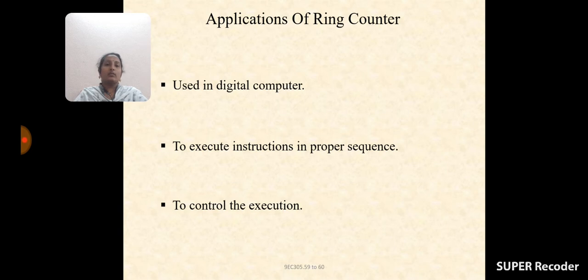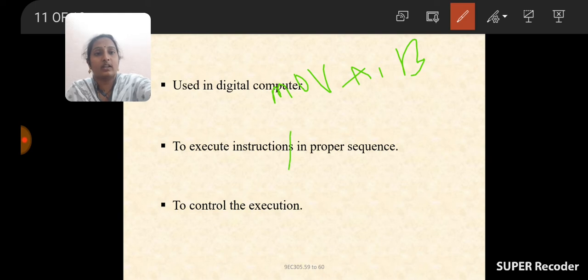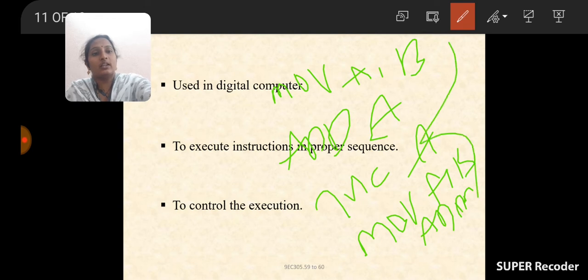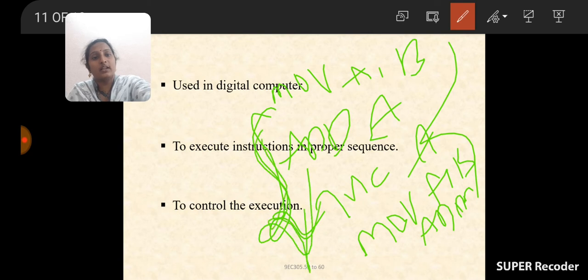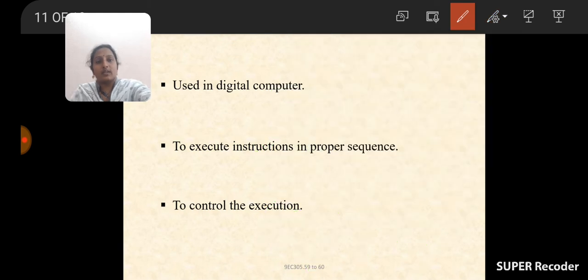For example, if I would like to write a microcontroller program, I would like to group some instructions like this. Add, next increment the register accumulator, then again move A comma B, next again add. So after every 3 instructions, if the group of instructions is repeated, that group is called a subroutine. During the subroutines, these counters are used. Means after 3 clock pulses, again the instructions are the same. So that is where we are using our ring counters.